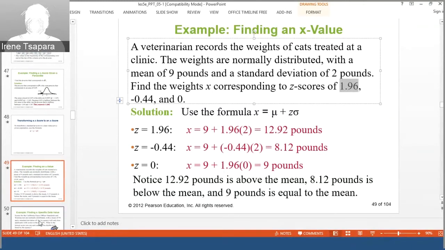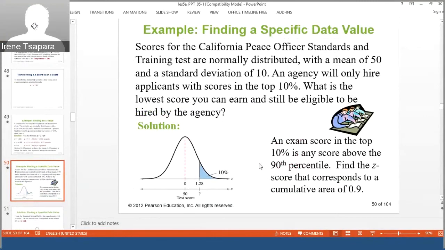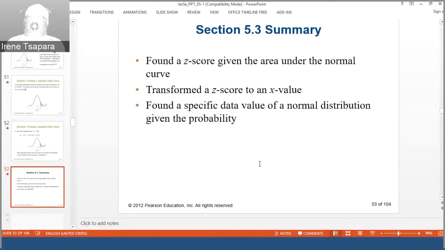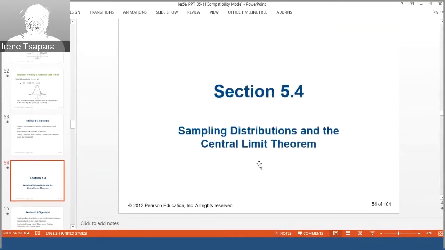I'm not going to run another example here. You get the idea of how to calculate everything in this problem. So let's start talking a little bit about sampling distributions and the central limit theorem that are extremely important for us.